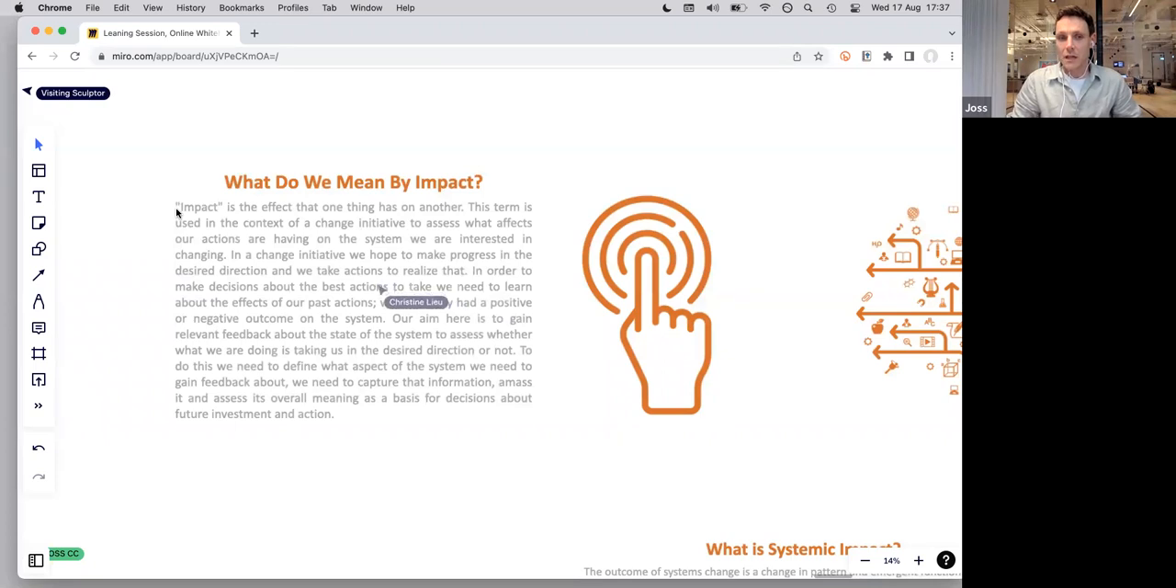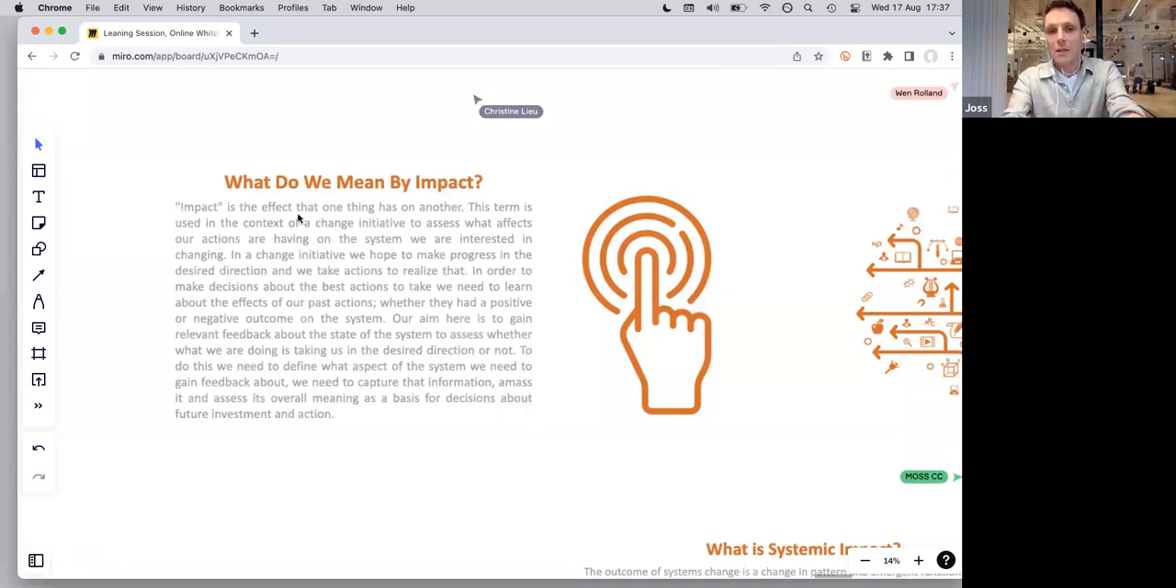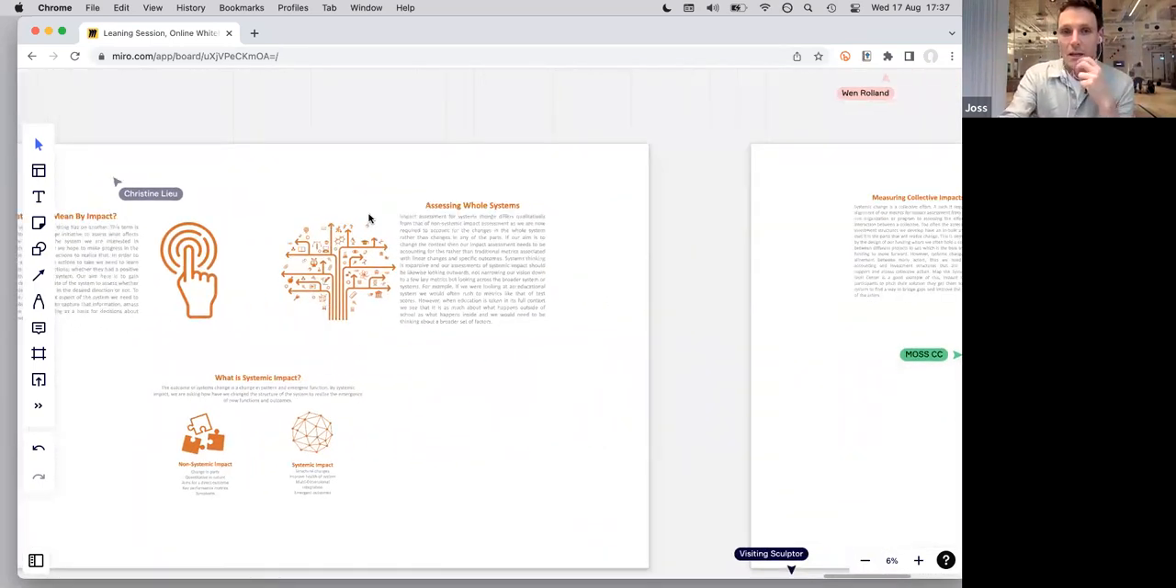Our aim here is to gain relevant feedback about the state of the system and to assess whether what we're doing is taking us in the desired direction or not. To do this, we need to find what aspects of the system we need to gain feedback about. We need to capture that information, amass it, assess its overall meaning as a basis for decision making about the future actions and investments. That's why we're doing this.